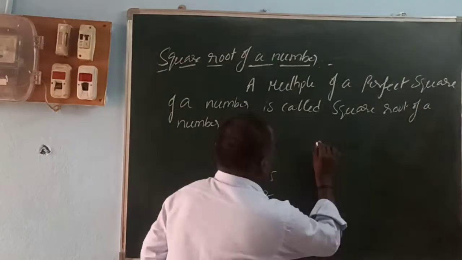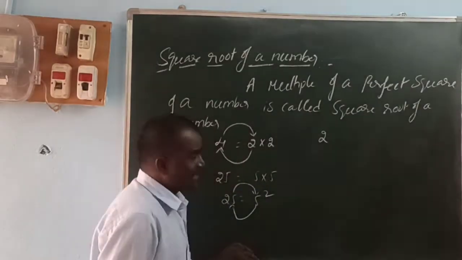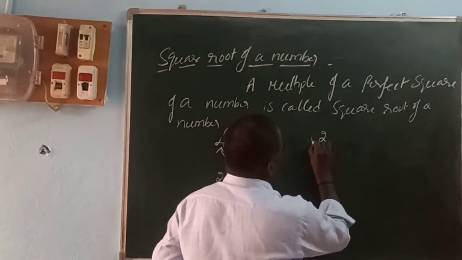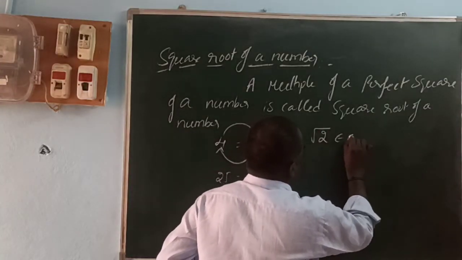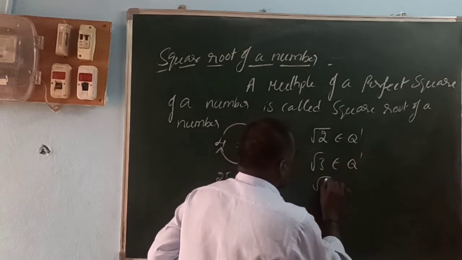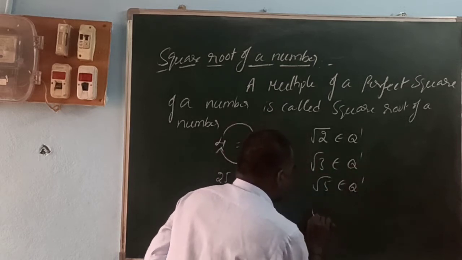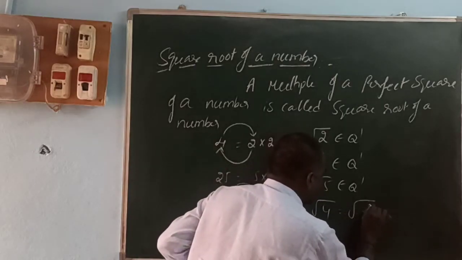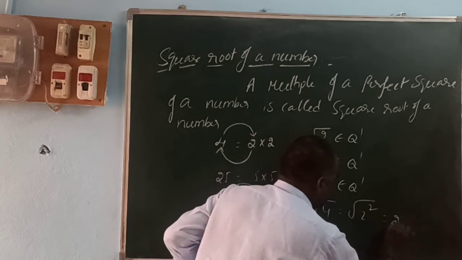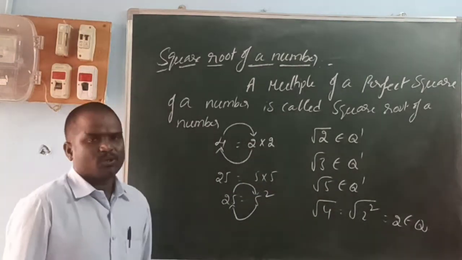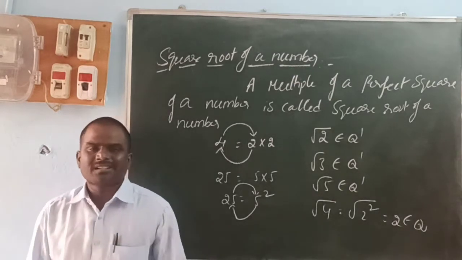Okay, for example, here 2. 2 is not a perfect square, so its square root is irrational. Okay, root 3 is irrational. Root 5 is irrational. Okay, here square root of 4. 4 is a perfect square. The 4 we can write as 2 square. Here we get 2. 2 is rational.